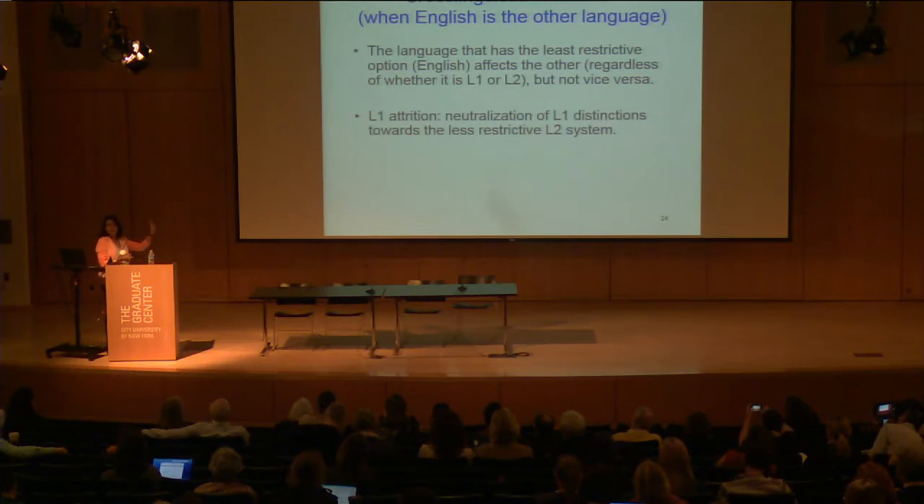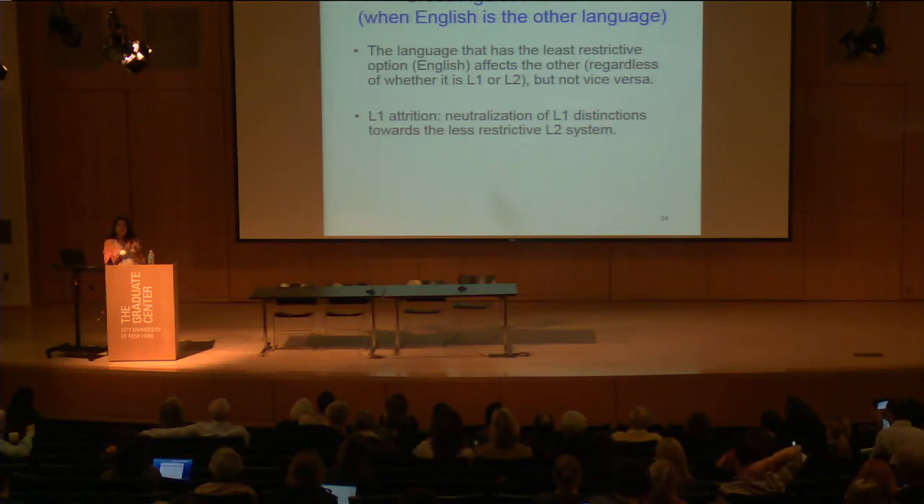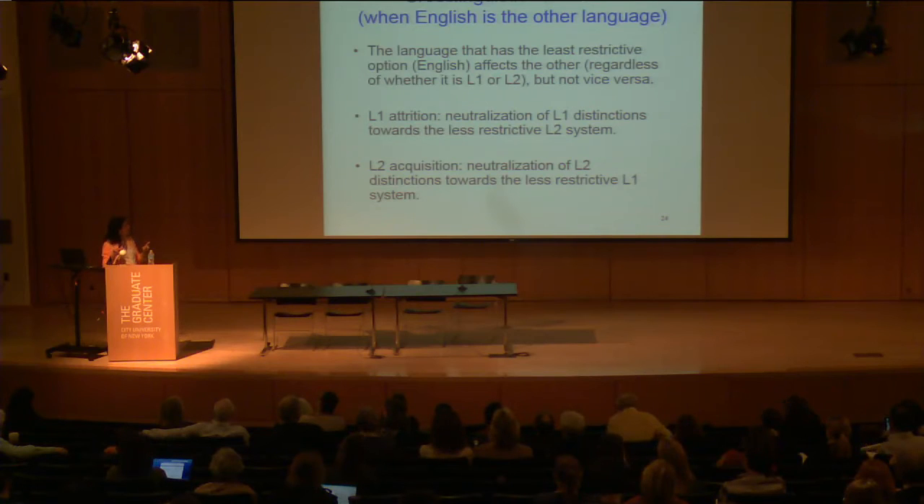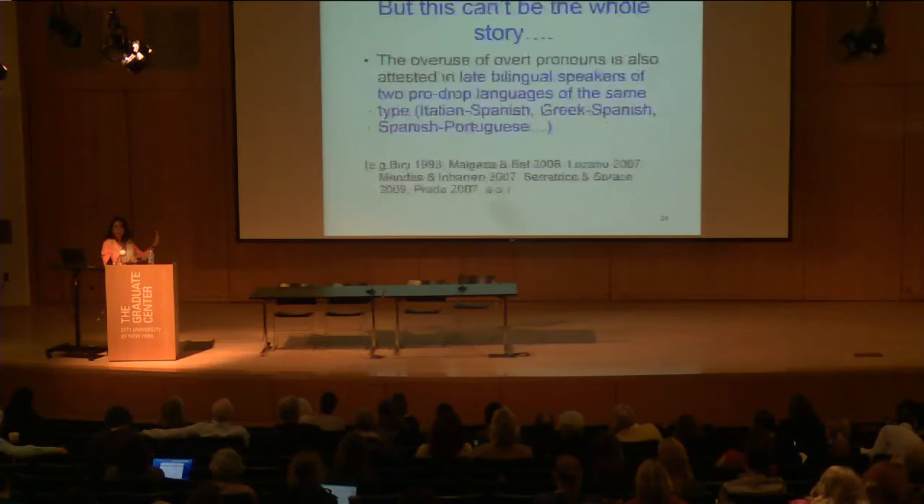So if it's attrition, what we see is a kind of neutralization of your native distinctions in the direction of an L2 that is simpler, more economical. In L2 acquisition, what you see is a neutralization of the L2 distinctions that are in the target language towards your native, less restrictive language, right? So that's very nice, except that it doesn't work, or it doesn't work as the only explanation.